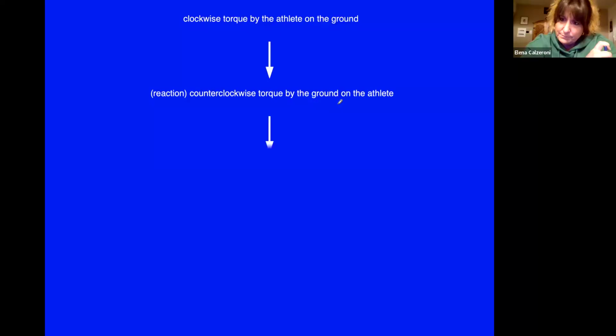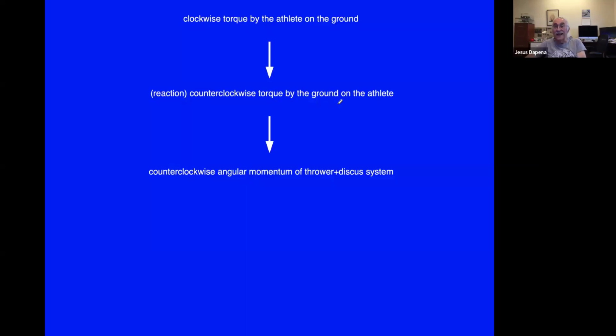Okay, the athlete starts by making on the ground a clockwise torque, clockwise. And by reaction, the ground makes on the thrower a counterclockwise torque. So this produces angular momentum counterclockwise for the system that is the combination of the thrower plus the discus. And it first goes into the thrower.